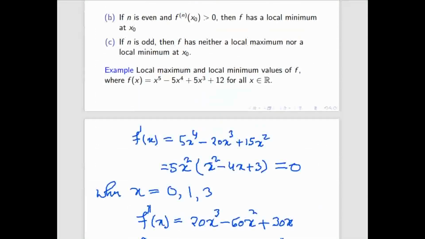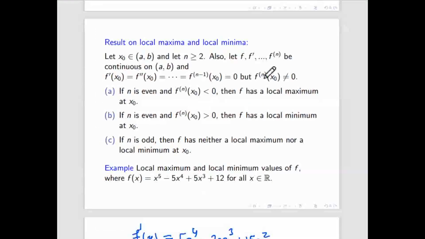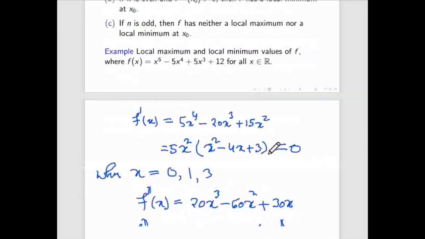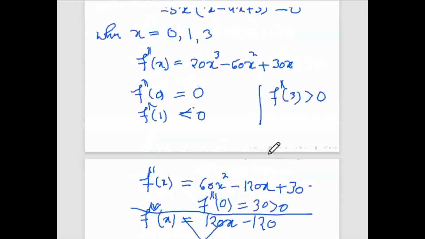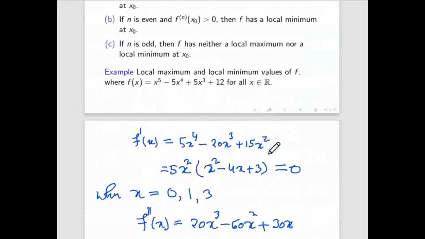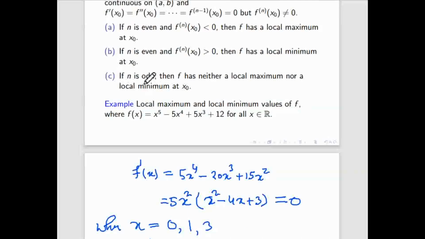And is that 3 even or odd? Odd. That 3 is odd. So that means this doesn't have a local maximum or local minimum. Then sir, at x equal to 0, there would be a point of inflection, right? Yes, there is no maximum or no minimum. That is the conclusion. If n is odd, then f has neither a local maxima nor a local minima.